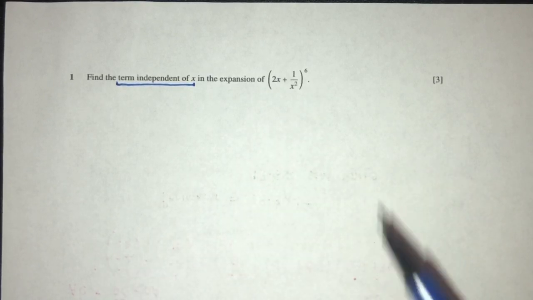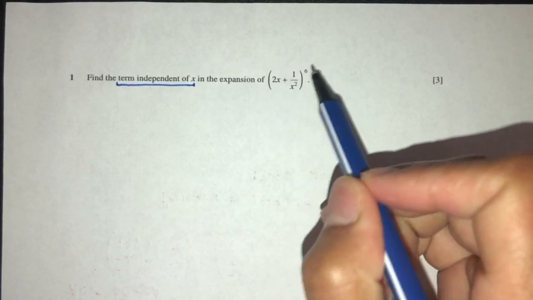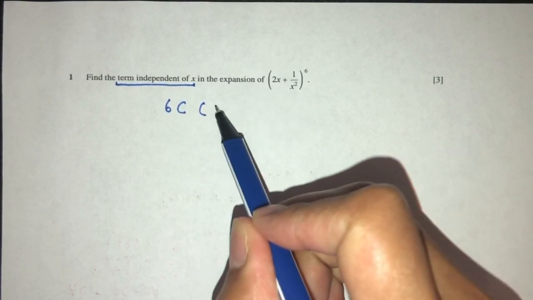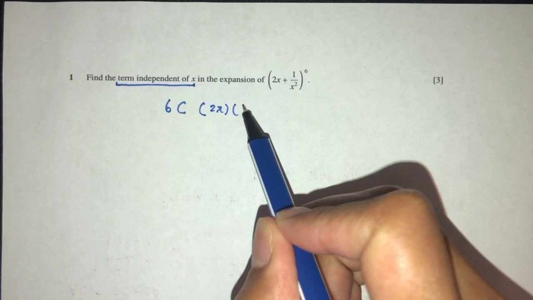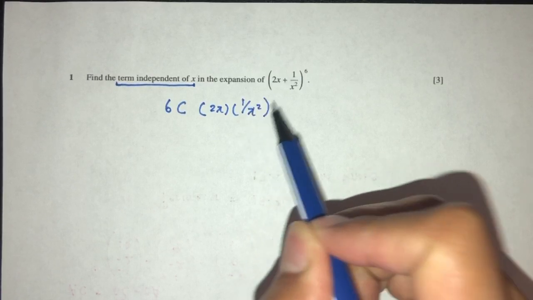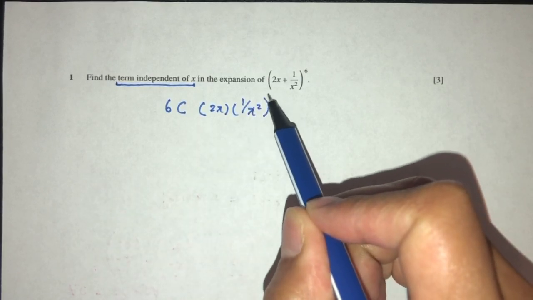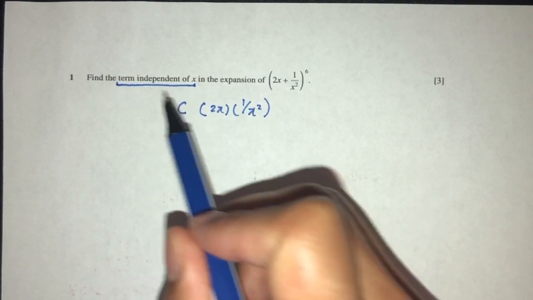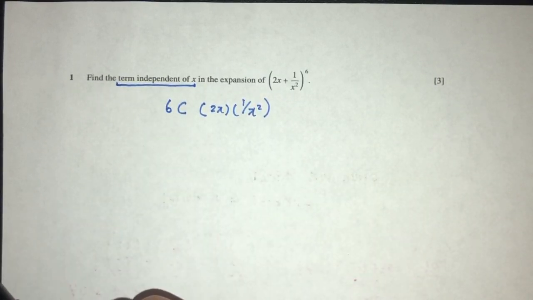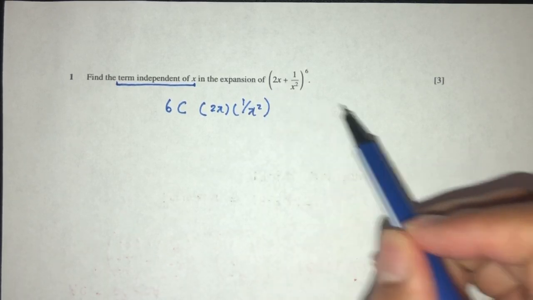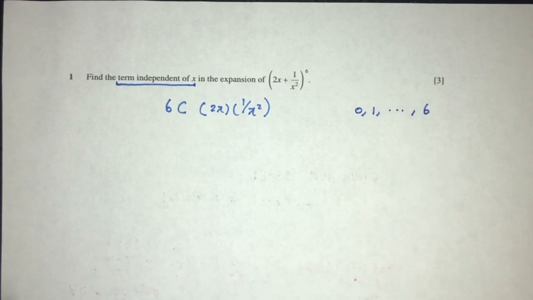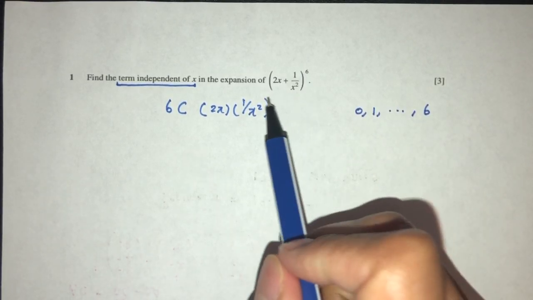For example, how would you usually expand this? You will take the power 6 combination something. Here we have 2x, and here we have 1 over x squared. Now we have to choose a power such that when you expand the whole thing, you will have a term which is without x. So again, this is done by trial and error. Now the power here can be from 0, 1, until 6. So we have to choose the number we will put on the power here.